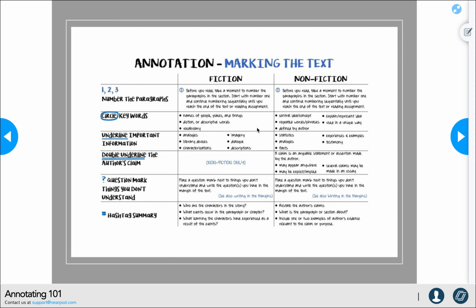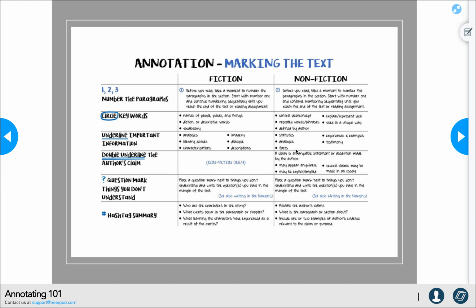It's pretty much like names, important details, diction. Remember, diction is words, words, words. Vocabulary. Underline important information, analogies, literary devices. But I have something special for literary devices in a minute. Characterizations, imagery, dialogue. But remember, imagery is also part of a literary device, so I'm going to have something for that again in a minute.